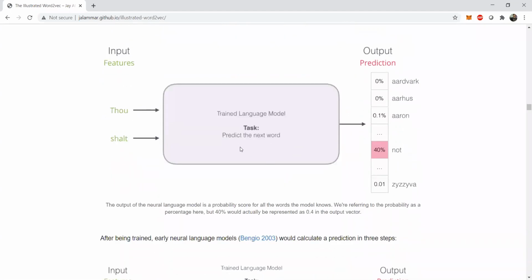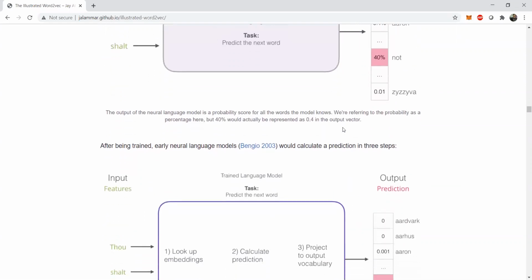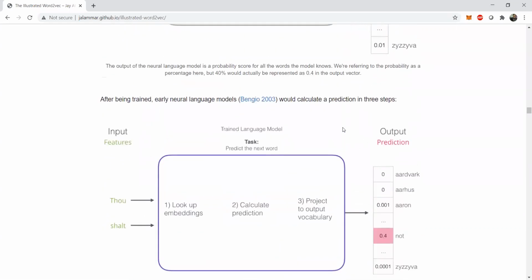If we see the figure below, we can see that this trained language model gets redirected to the output prediction, where there is a list of different probability values referring to all the words in the model vocabulary. And after being trained, the early language models, which were discovered by Bengio, would calculate the prediction in 3 different steps, which are very, very important.